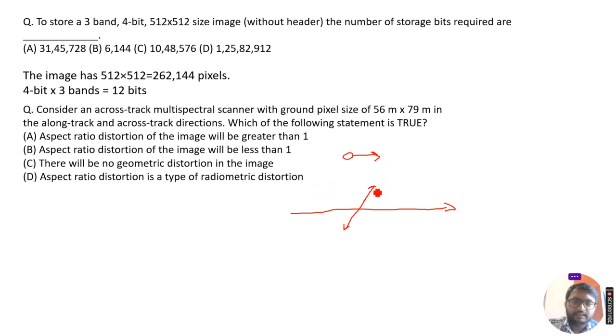So if we take any pixel in an image, then this is the pixel. This 56 meter is the along the track, so along the track is 56 meter and across the track it is 79 meter. So this is 79 meter. Now we have to say which of the following options is true.